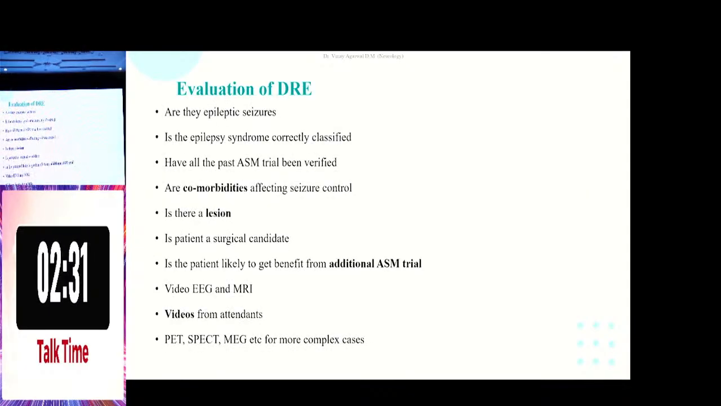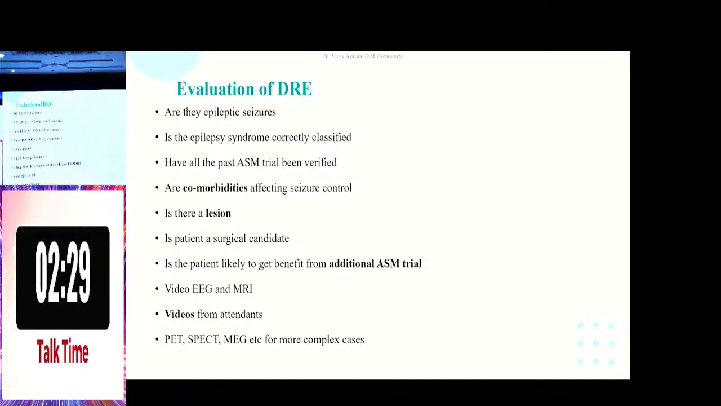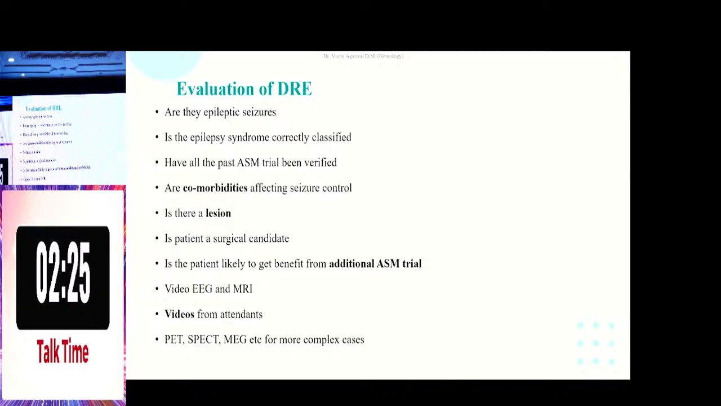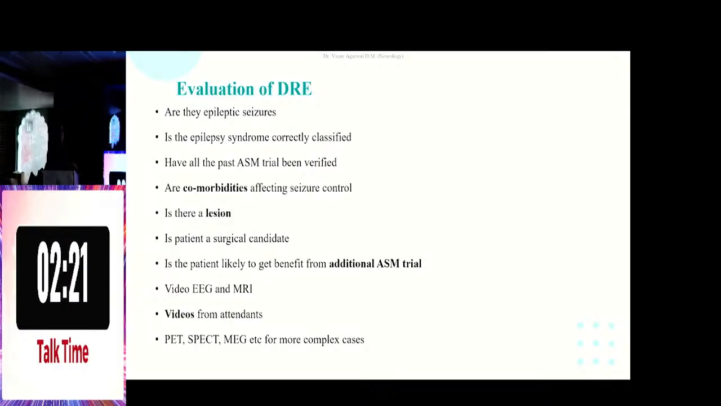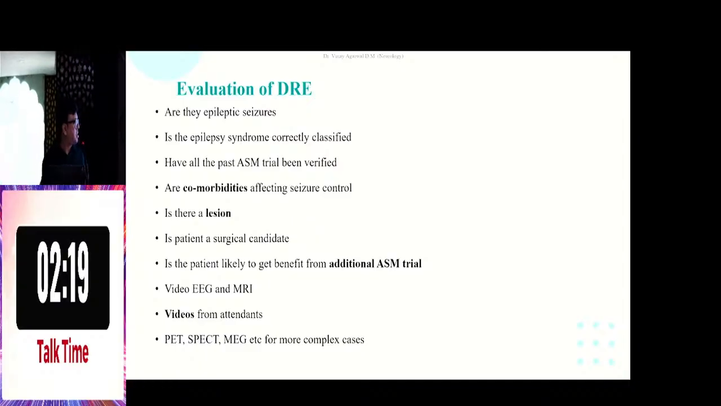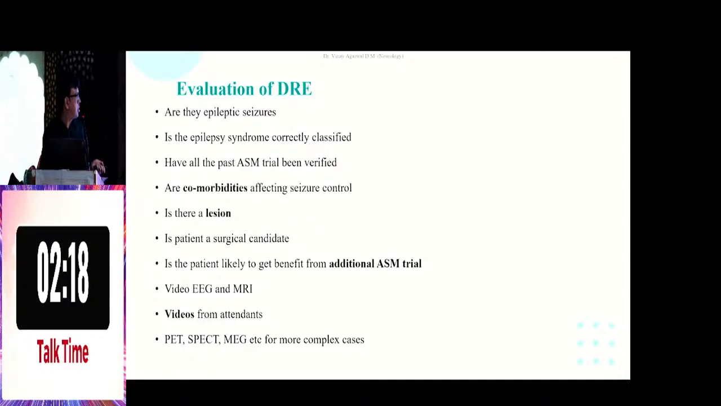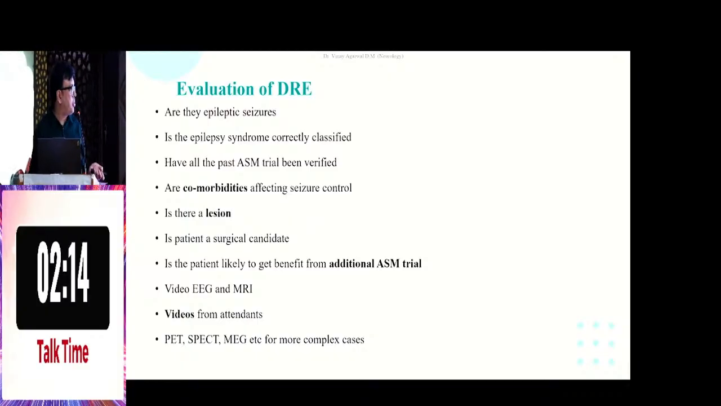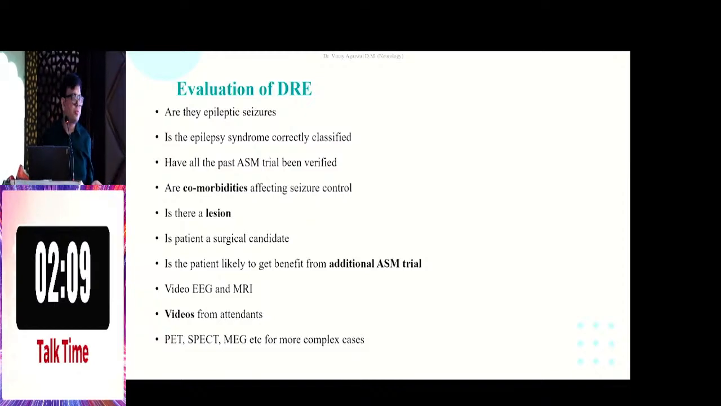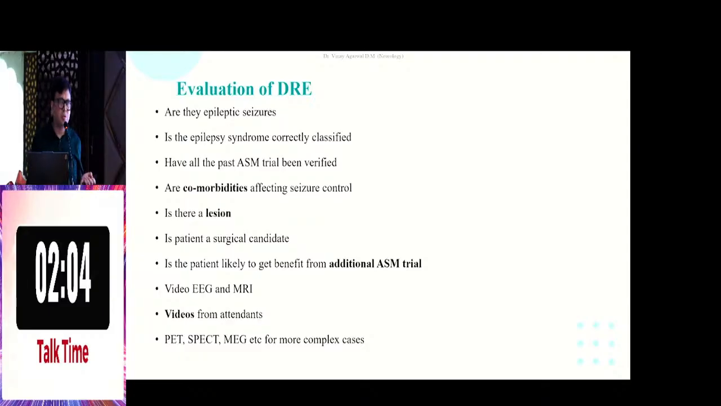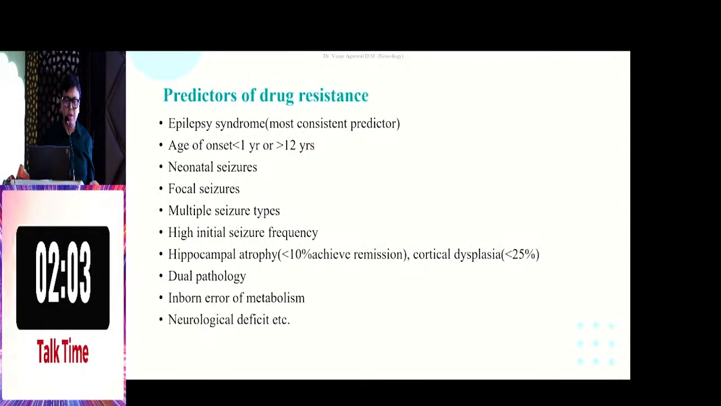So evaluation we have discussed in brief. Are they true seizures? Is the syndrome correctly identified? It is very important to identify comorbidities, whether the patient has liver disease, renal disease, or cardiac disease. Is there any lesion? Is the patient a surgical candidate? Or is the patient likely to benefit from an add-on trial? After 2 drugs, we should not try much more treatment. Video EEG, MRI and specialized tests are usually not required.